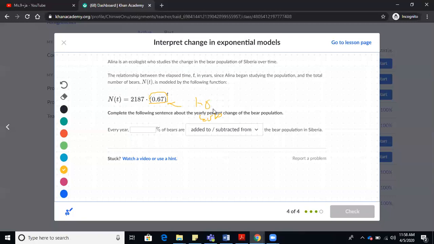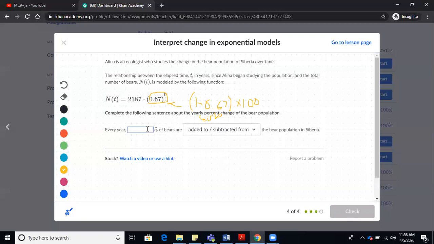0.67 from 1 and multiply by 100 to get my percent. Well, what plus 67 cents is going to give me $1? That's going to be 33 cents. So I know it's 0.33 times 100, which is just 33%. So my year will be 1 minus 0.67, that's 0.33 times 100, that's 33%.